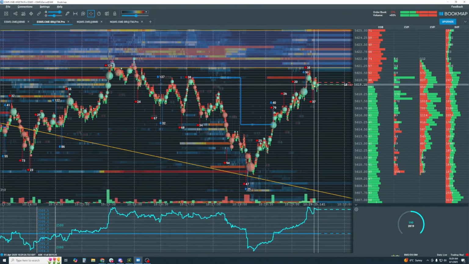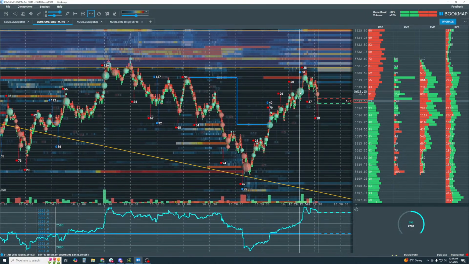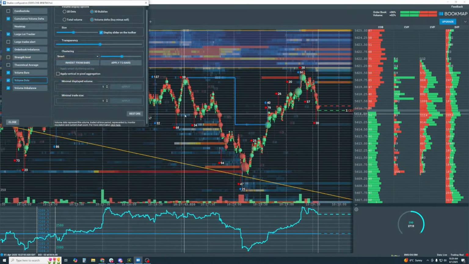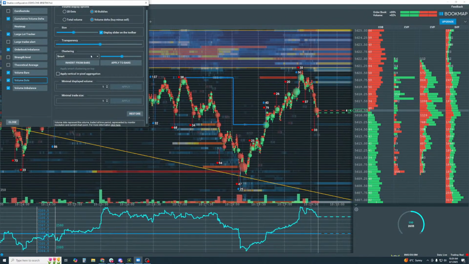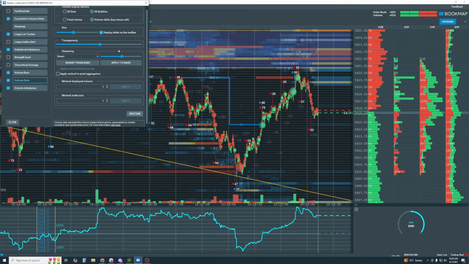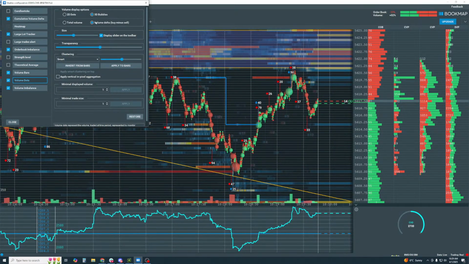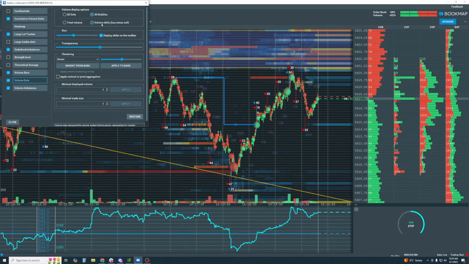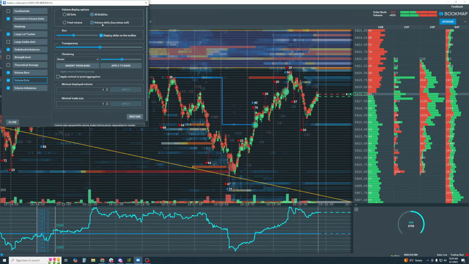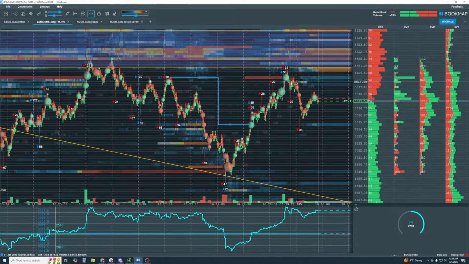What is my bubbles range level on my settings out here? I'll just click on that and go to the volume dots. Here you go. I'm using smart clustering. It's right in the middle. I think if I just click on restore, this is the default setting. Okay, so I'm using the 3D bubble setting and then volume delta. So that's it. It's just the default setting there.